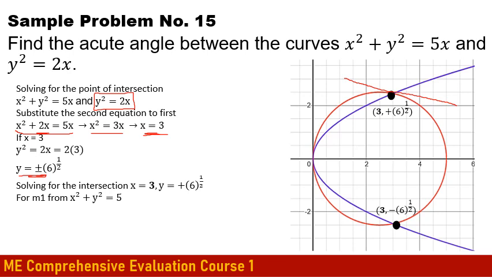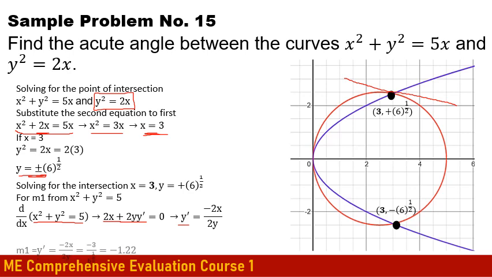We can get that by first differentiating the equation of the circle, x squared plus y squared is equal to 5x, so that we have 2x plus 2y y prime is equal to 5. And then we get y prime as (5 minus 2x) over 2y.